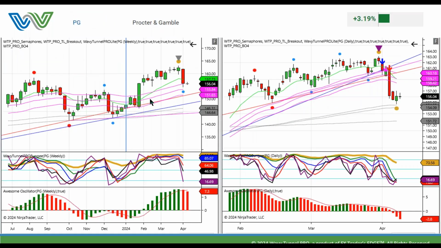Looking at Procter & Gamble, it's following the same pattern. So Procter & Gamble, it's interesting because we are at the tunnel. This will not show up on our scanner on the daily, because I know what goes into it. It might show up on the 4-hour. Right, I don't know, but this is one that we have to watch.